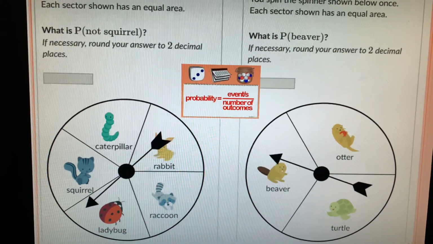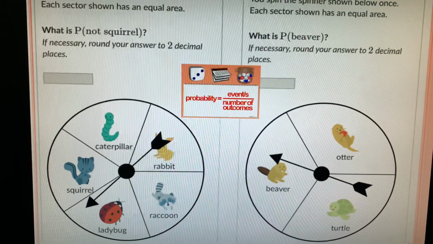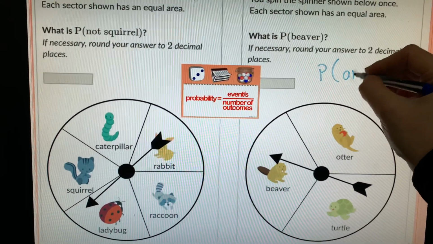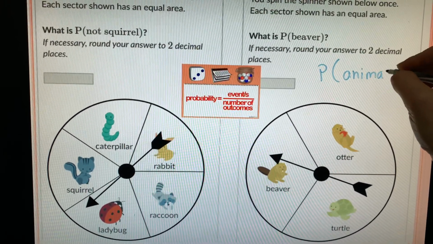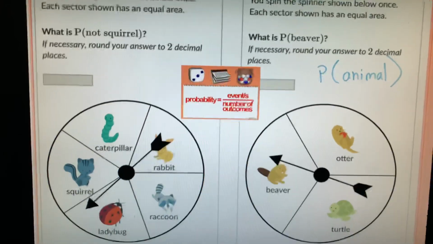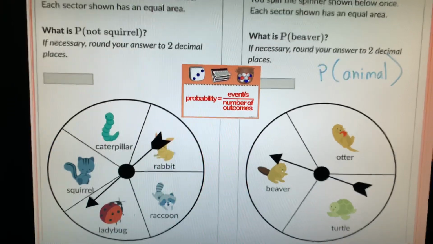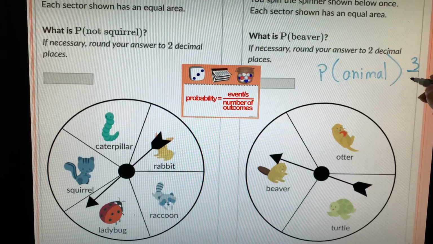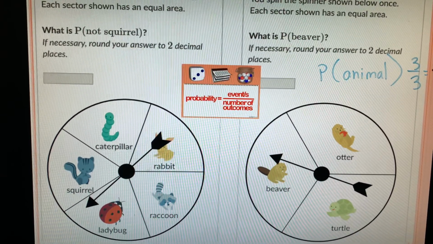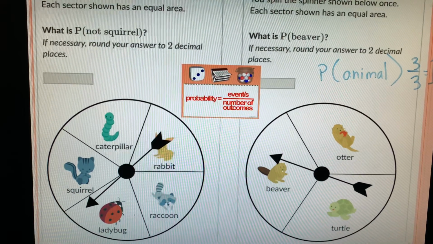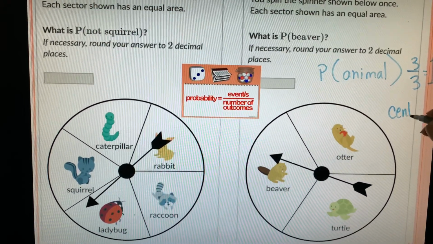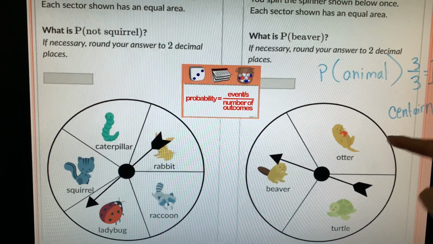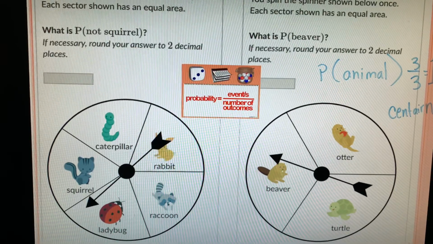What is the likelihood that I'm going to get an animal? So what is the probability of getting an animal? Well, every time I do the spinner, what am I going to get? An animal. So there are 3 animals out of 3. So this equals 1. So that is a probability that we call certain, meaning that for sure that is going to happen.